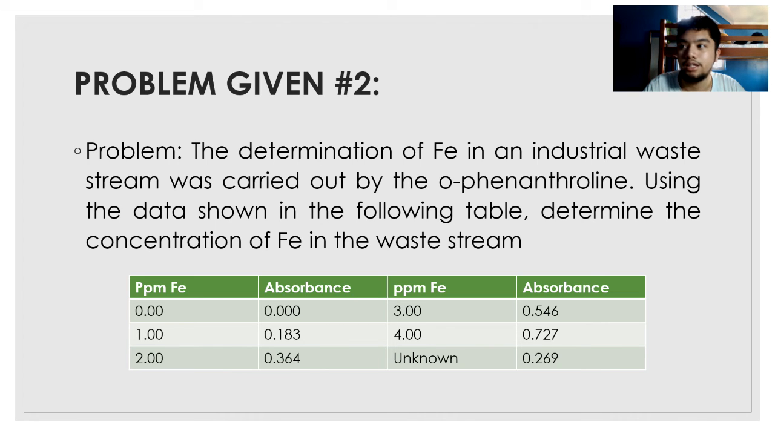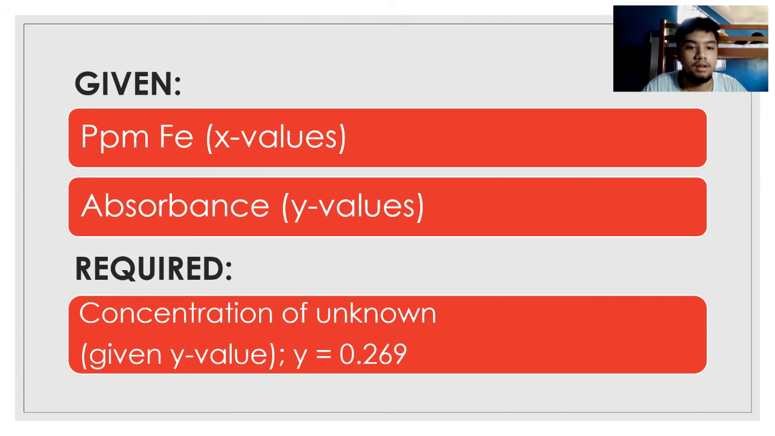With the given x and y, we can now find the summation of x, summation of y, the standard deviation of x, standard deviation of y. We can now find the slope, the intercept, until we can have an equation. The given is the concentration of iron in ppm, which we are going to label as x values, and the absorbance, which we are going to label as the y values. The required is the concentration of unknown, given a y value of 0.269.